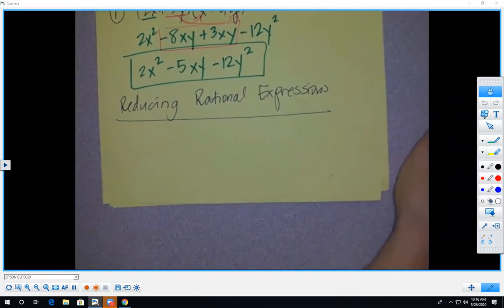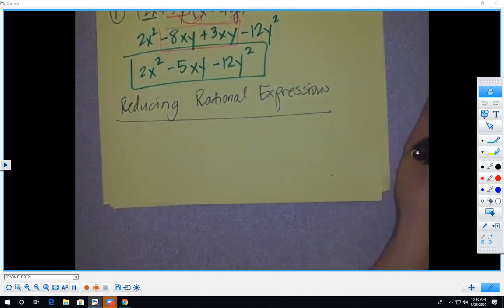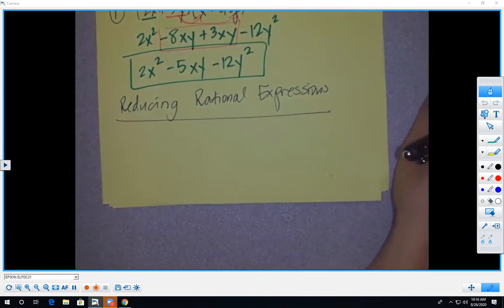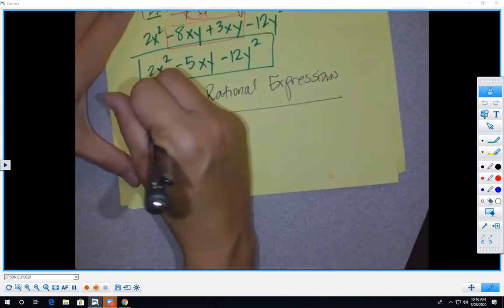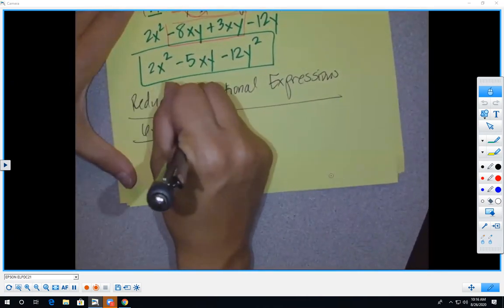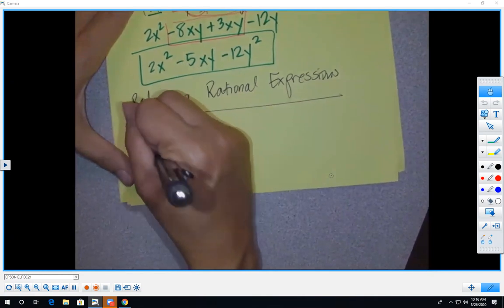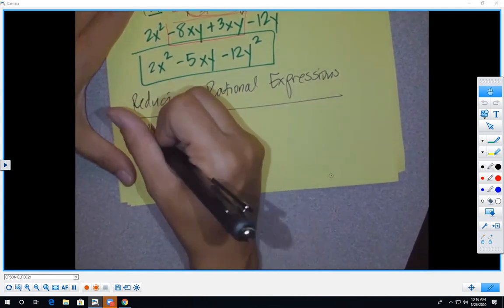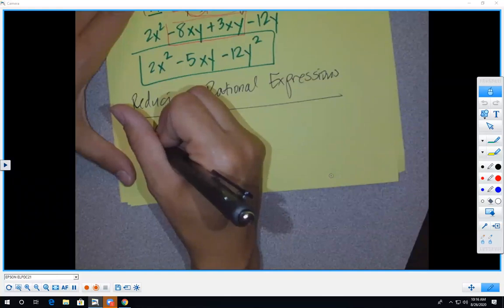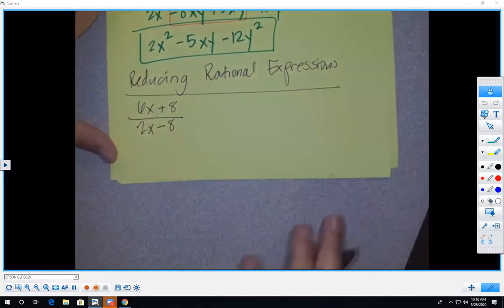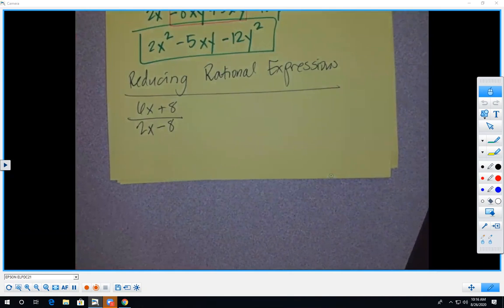Okay, a rational expression is an expression that has a top and a bottom. So it's a fraction that has x's in it. So for example, if I had the problem (6x + 8) over (2x - 8). This is a rational expression because it has a numerator and a denominator.